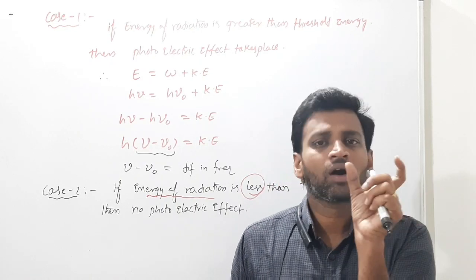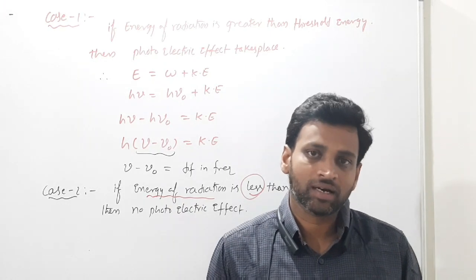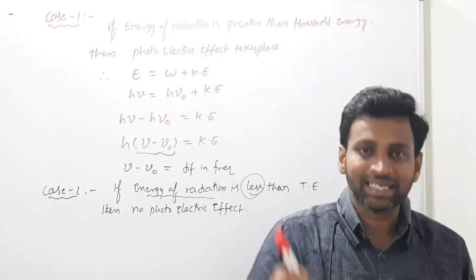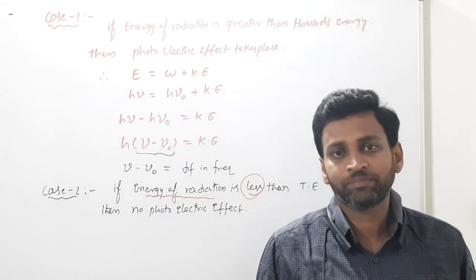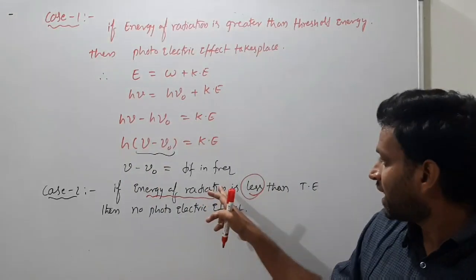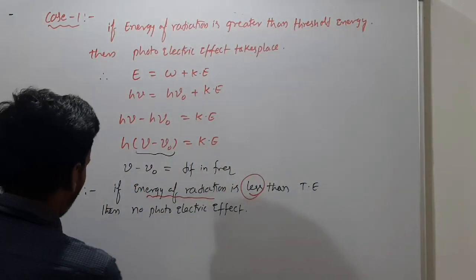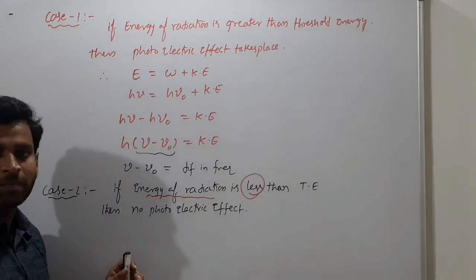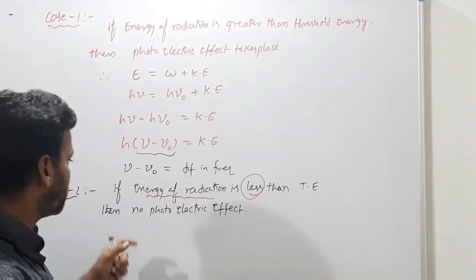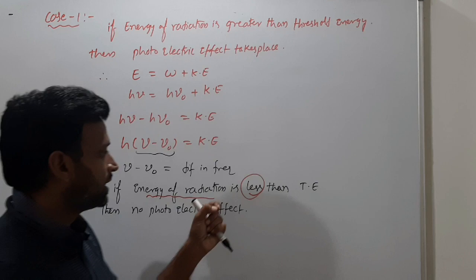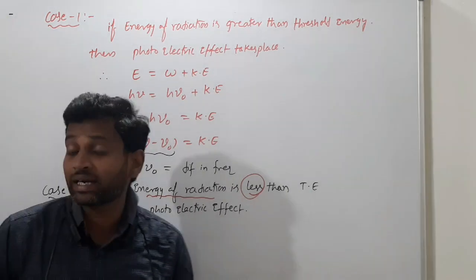Understanding what I'm saying? Because the car cost is 10 lakhs, but I have only 6 lakhs. So I cannot buy that car. Means the energy source is less, the amount is less with me. So here the energy of radiation is less, so there is no photoelectric effect. Then there is no formula. If the energy of radiation is less than threshold energy, then there is no photoelectric effect.